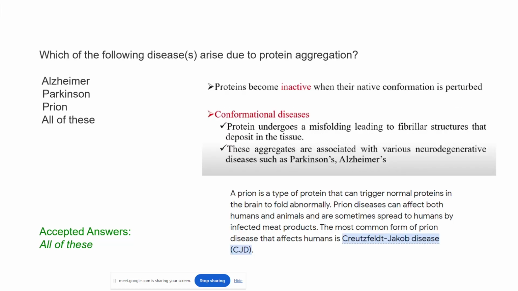Which of the following diseases arise due to protein aggregation? The options given were Alzheimer's, Parkinson's, prion, and all of these. The correct answer would be all of these. Parkinson's and Alzheimer's are basically neurodegenerative diseases that occur due to misfolding of proteins, and prion is another such disease wherein the prion is basically a protein that can trigger normal proteins in the brain to fold abnormally, and it can affect both humans and animals. The most common form of prion disease is Creutzfeldt-Jakob disease. So here the correct answer would be all of these.